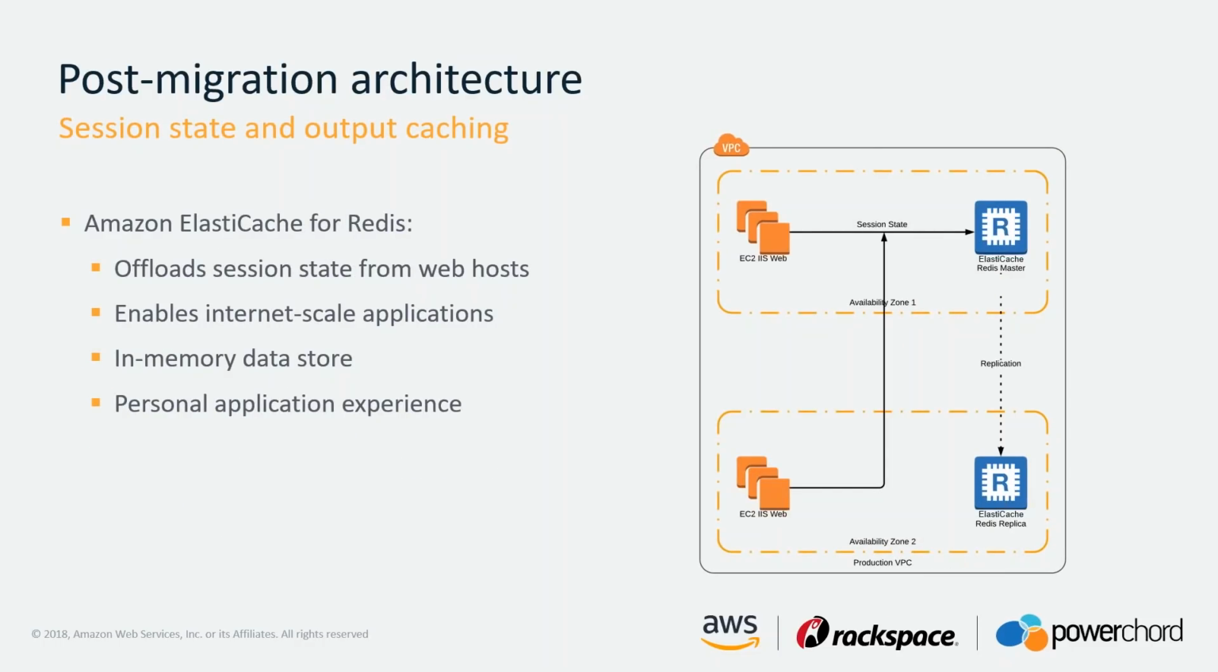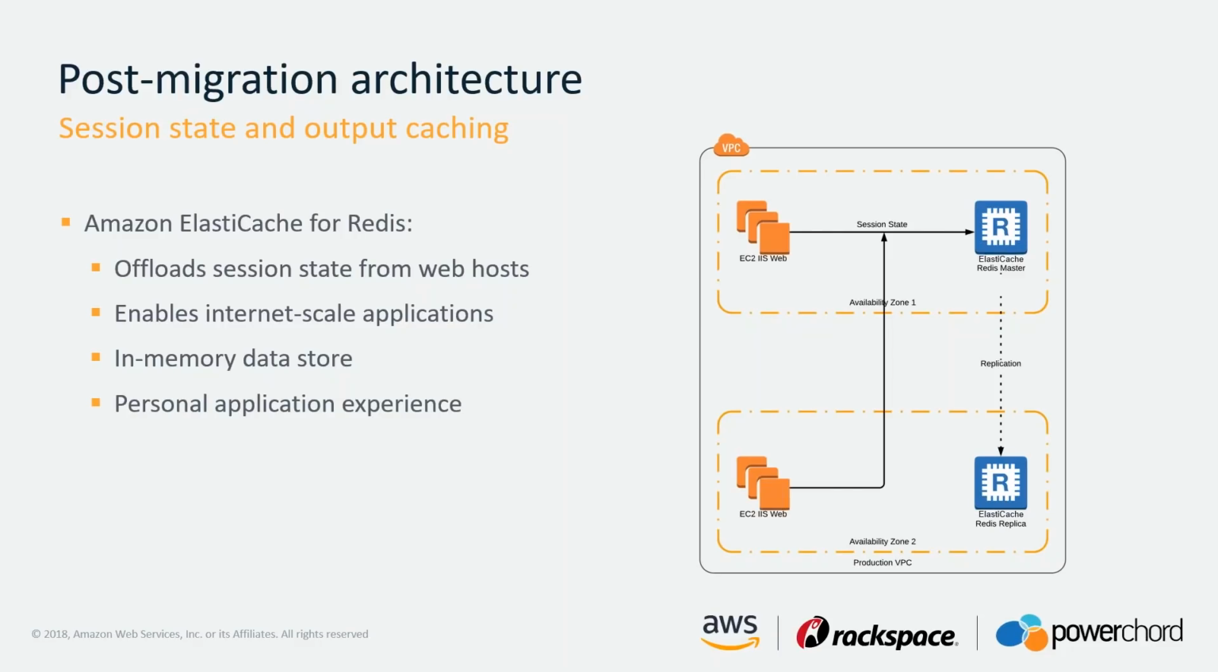So the next thing we wanted to cover was the caching architecture. Previously, Powercord had been doing a number of different things that moving to AWS allowed them to offload. Output caching was one of those things. They were doing ASP.NET output caching. They were able to move that into Amazon Elasticache for Redis. And what that allowed them to do is reuse pre-processed copies of pages rather than going back through the web host, the application, for each request.